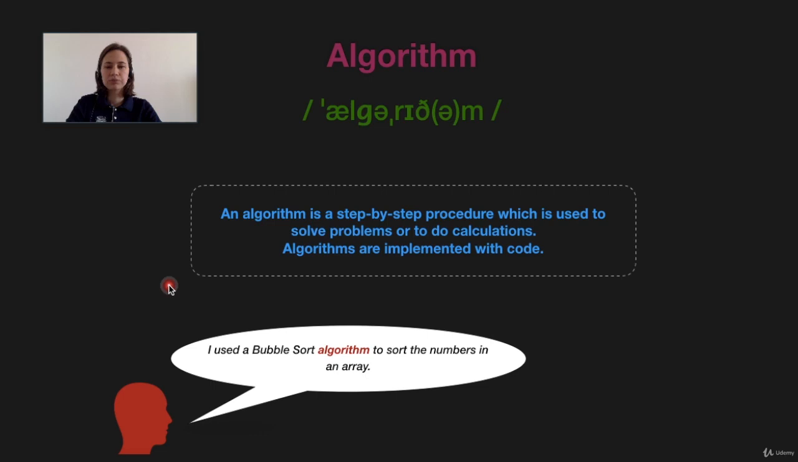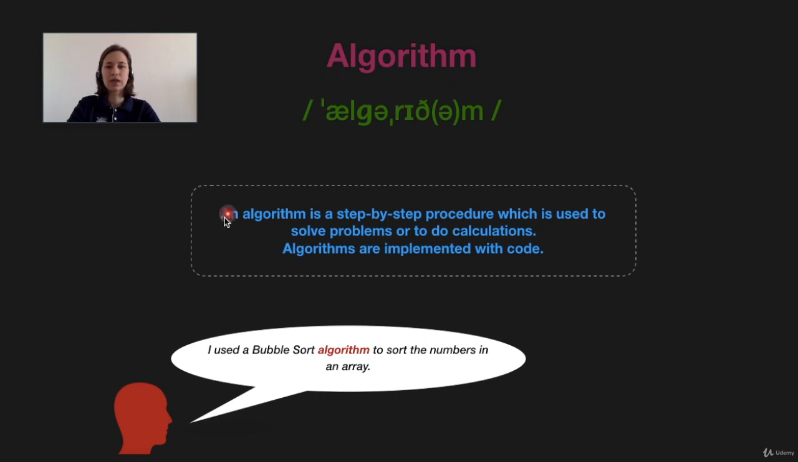After the description, we go to an example. I used the bubble sort algorithm to sort the numbers in an array. Again, don't worry if you don't recognize all the words just yet. We will go over them. I encourage you to pause the video after I read the example and repeat this example yourself. So let's go over this slide once again.